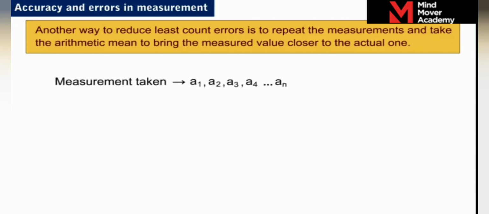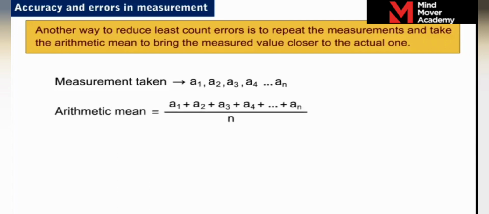If n measurements are taken, say A1, A2, A3, A4 and so on till An, then the final value will be taken as the arithmetic mean of these n measurements. In the absence of the true value of measurement, this arithmetic mean is treated as the true value.